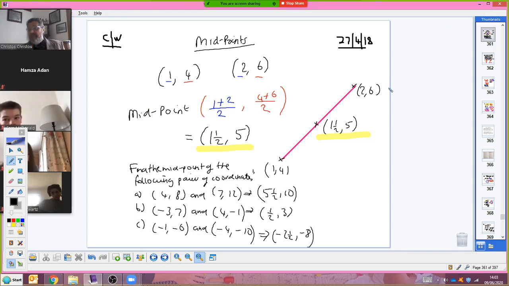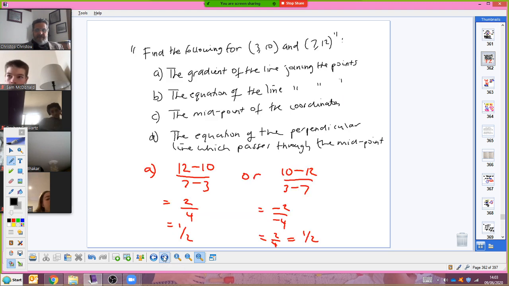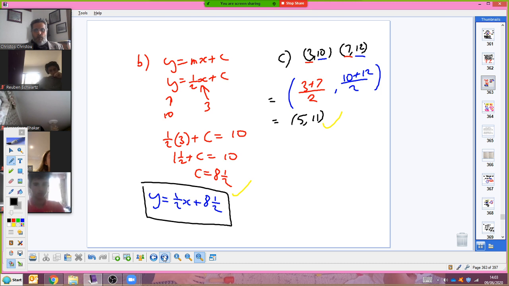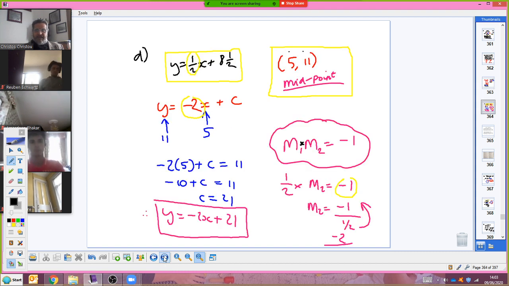This is where we've been. Midpoints. Two coordinates can be joined to make a line which has a gradient, which has a midpoint. Once we've got that, we can create an equation for the two points that are joined by the line. And when we've got the midpoint, we can find an equation that sits right through the middle of that line and cuts it in half, hence perpendicular bisector.